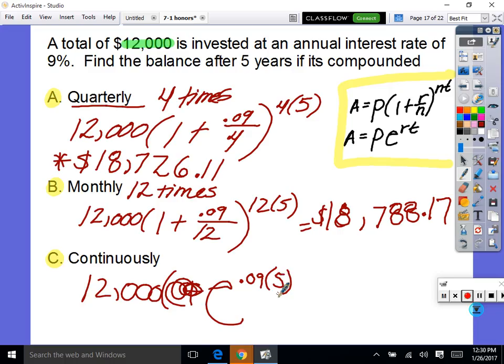So type it into your calculator. And we get $18,819.74. So not a whole lot more than that. You know what I mean? It's kind of interesting. Like you're always getting interest at any given time. Yep, always getting interest.